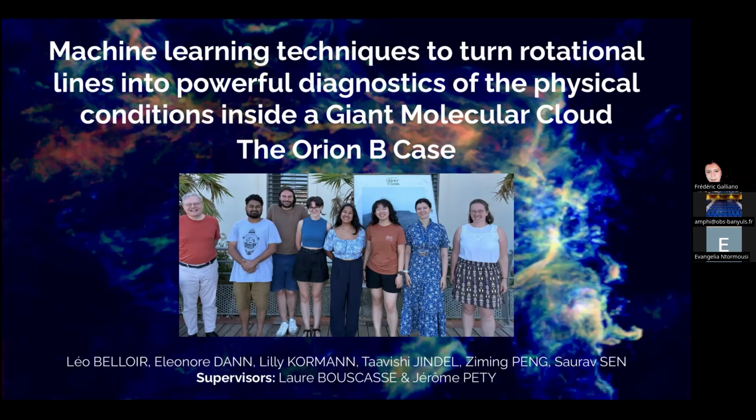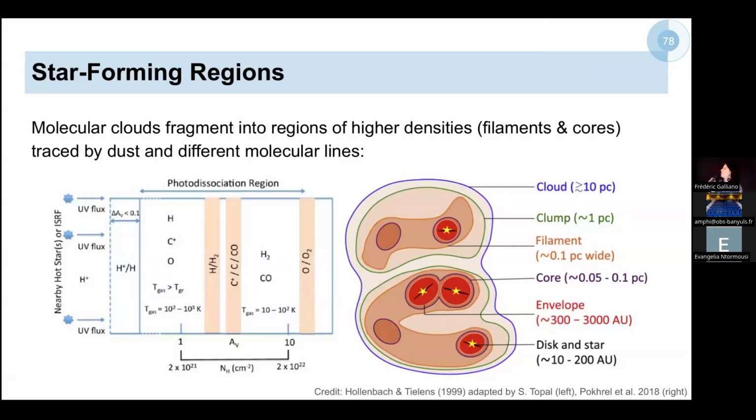To set the scene, as we have heard in the lectures this week, molecular clouds are highly hierarchical structures which fragment into higher density regions, the filaments and cores, where stars form. And as the most abundant molecule, H2 cannot be observed in the submillimeter due to its homonuclear nature, we have to make use of other molecular lines and other tracers to look at the physical conditions.